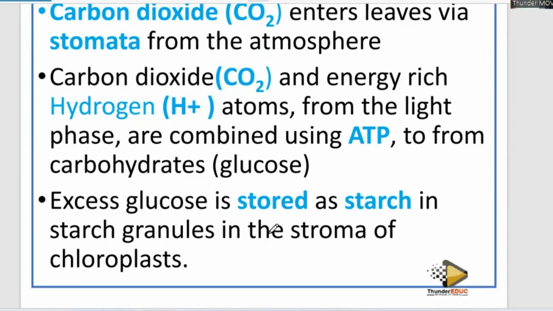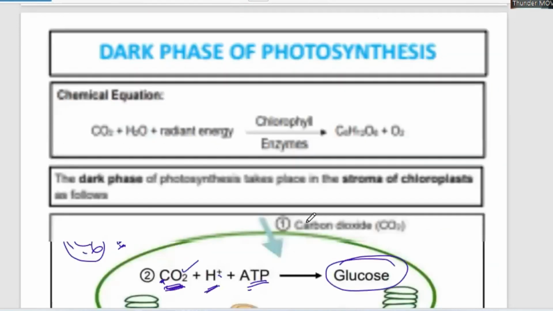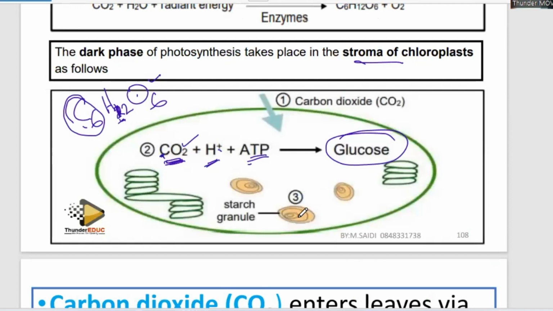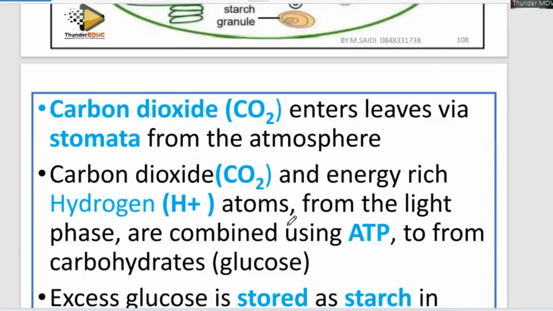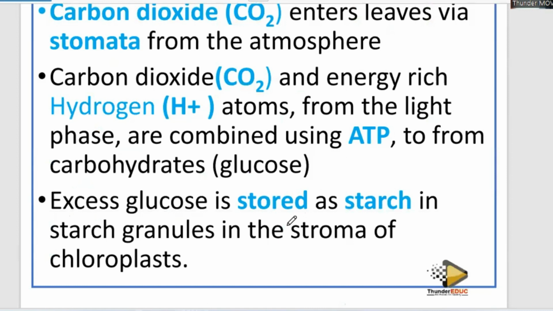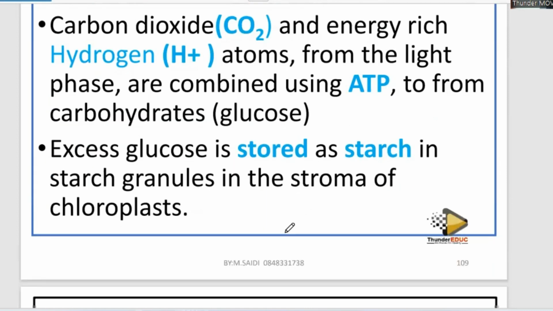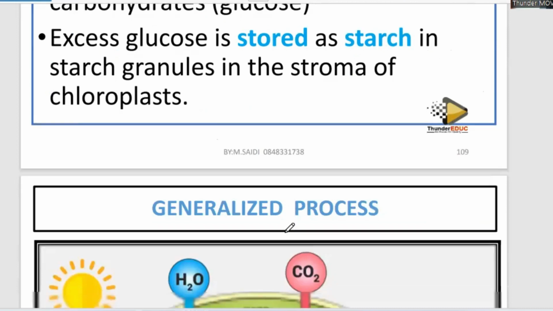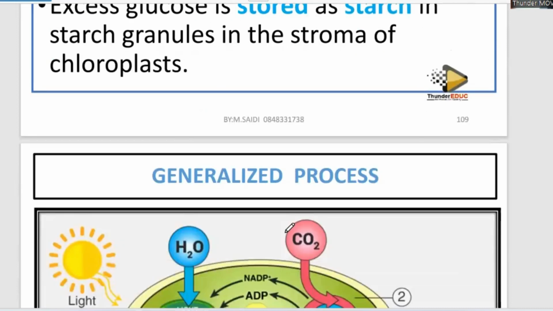The excess glucose, the glucose which is not going to be used. Remember, these plants also require this glucose. This glucose is meant for them, not for us to eat. The excess glucose will be stored in the form of starch, in the stroma of the chloroplast. That's why if you look at the structure of the chloroplast, you'll see the starch grains in there. If you apply iodine, it turns blue-black. Why? Because that leaf has starch.